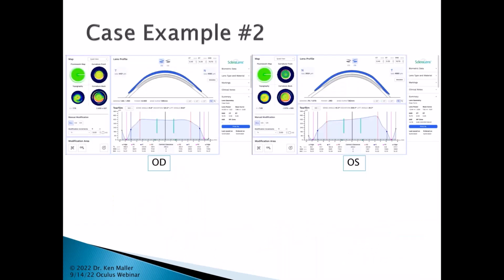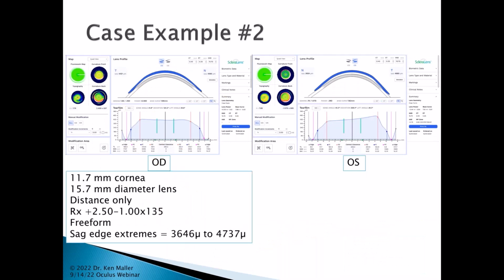These are the pair of lenses I designed for her, and it was an 11.7mm cornea, and she also had tremor in her hands. She had no experience handling lenses, so I was trying to keep this lens as small as possible, despite the fact she had a significant amount of ocular surface disease. So since it was an 11.7 cornea, I chose a 15.7 millimeter lens, set it for distance only, since clearly central vision was no better than probably 20/400. I put the Rx in.